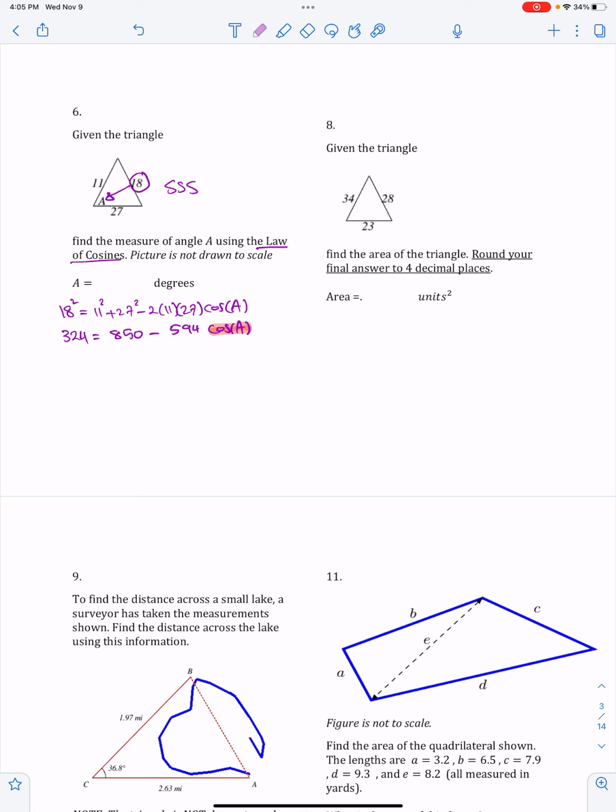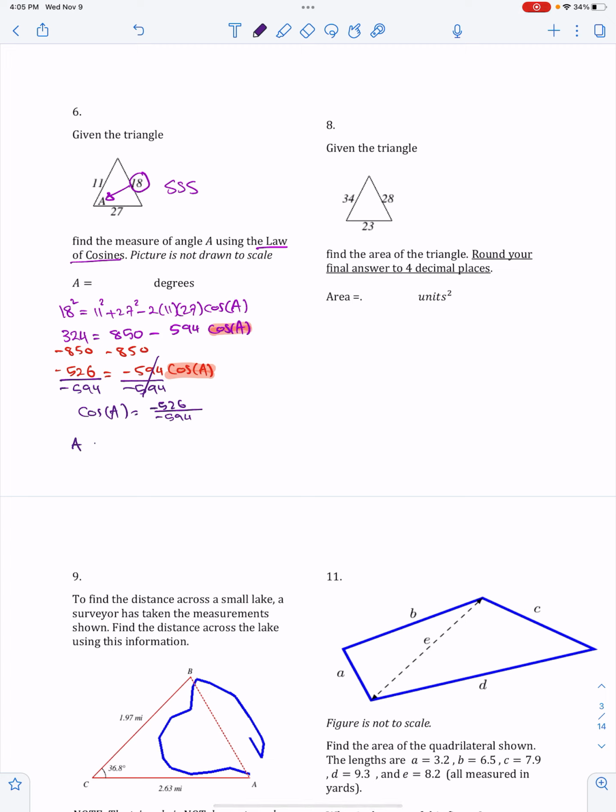So we're going to first subtract 850 from both sides of the equation. So 324 minus 850 is equal to negative 526, equals negative 594 cosine A. Again, our goal here is to solve for cosine A. So we're going to divide both sides by negative 594. That will give us cosine A is equal to negative 526 divided by negative 594.